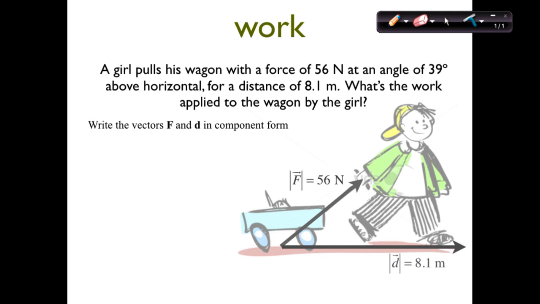How would you get the x component of that and the y component of that? Okay, sure. Tell me your name. Giorgio. It would be 56 sine 39 and 56 cosine 39. Which would be which? What would be the x component? The x would be the cosine. Okay, so 56 cosine 39 and 56 sine 39. So there are the components for F, and then the component form for D, 8.1, 0.